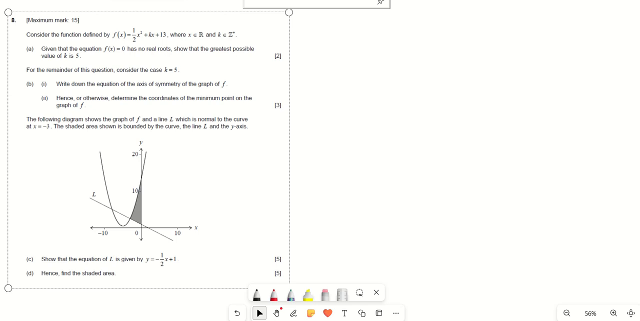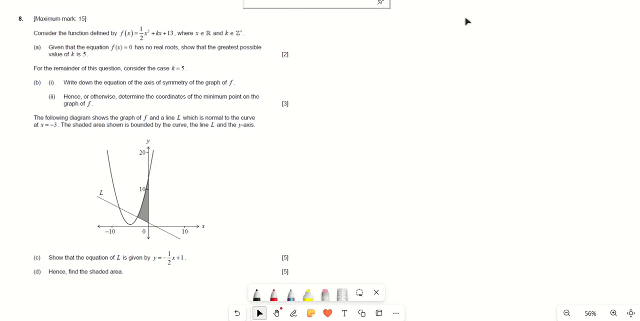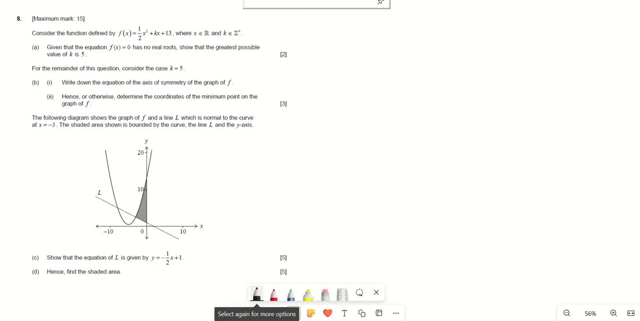Question 8. Okay, we get a function here. This is the function given, where k is a positive integer. And we need to show that the equation f(x) equals 0 has no real roots. So let's write down the equation.